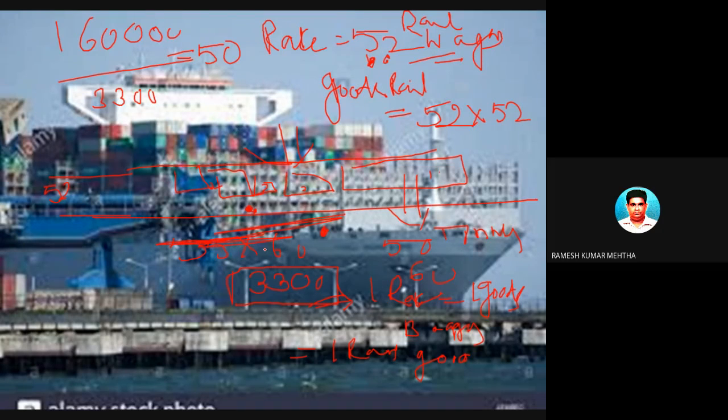So this is a very informative piece of data which you have to keep in mind: this particular ship can carry 1,60,000 tons, or 50 rakes, and one rake has 55 wagons, so it can carry 2,750 wagons. You look here, one, two, three, four, five, six, seven. So it can accommodate 2,750 wagons.